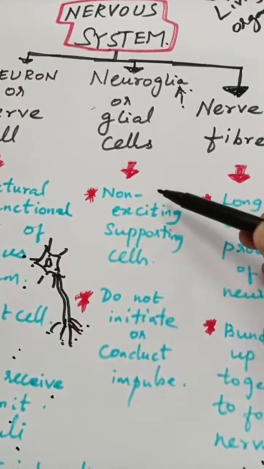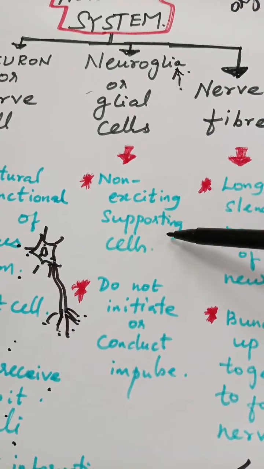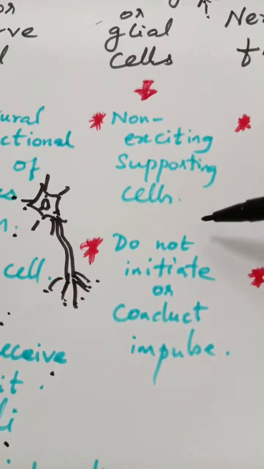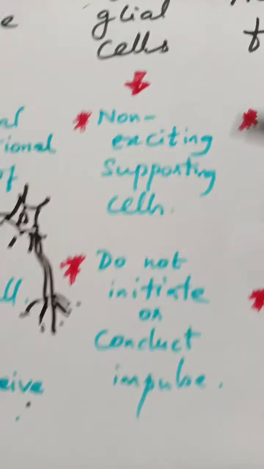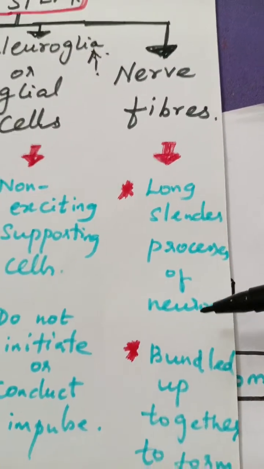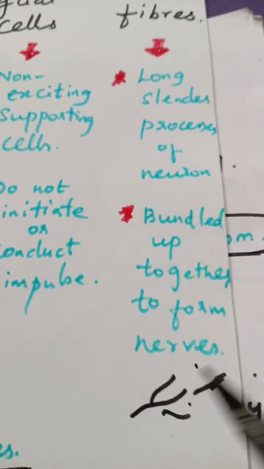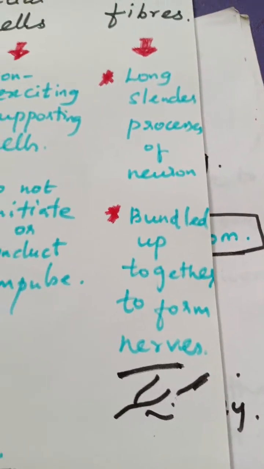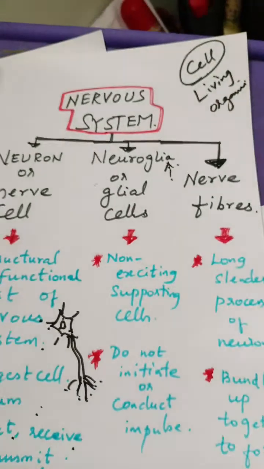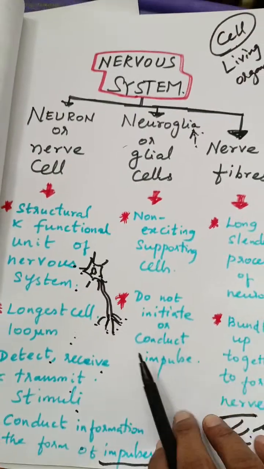Next are the non-exciting cells, or the glial cells. They are supporting cells, and they do not initiate or conduct the impulse. And the next is the nerve fibers, the long slender processes of the neuron, which bundle up together to form the nerves. So this is about the nervous system.